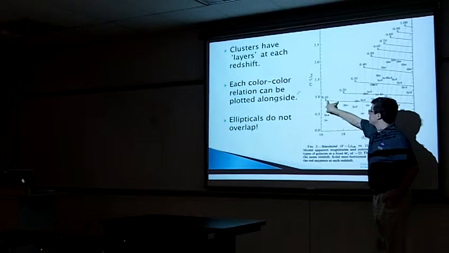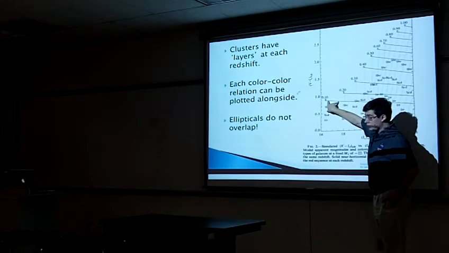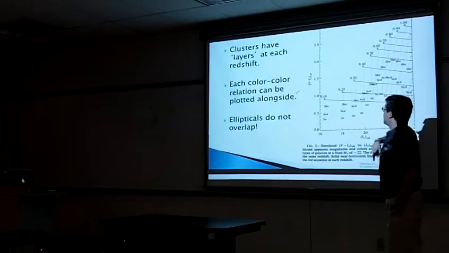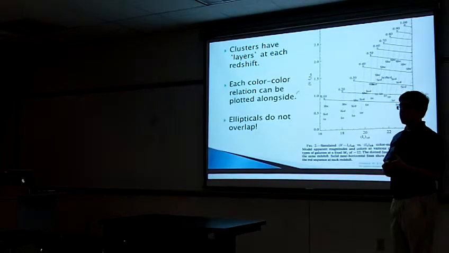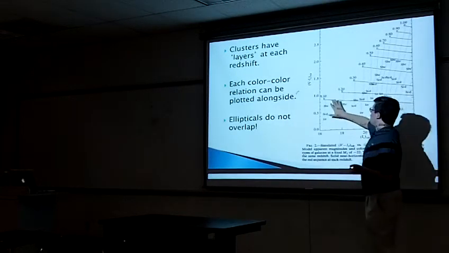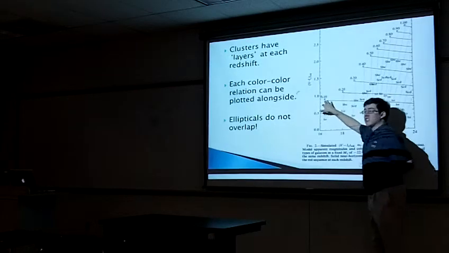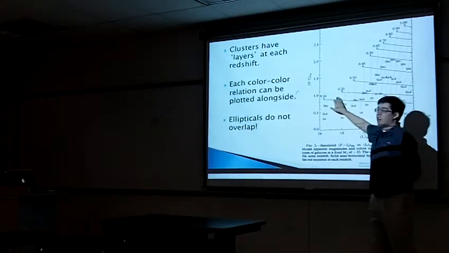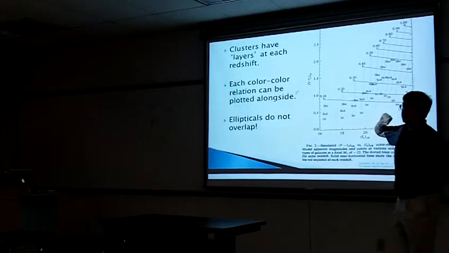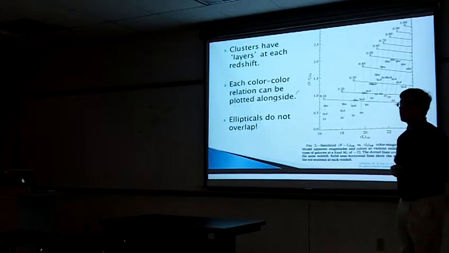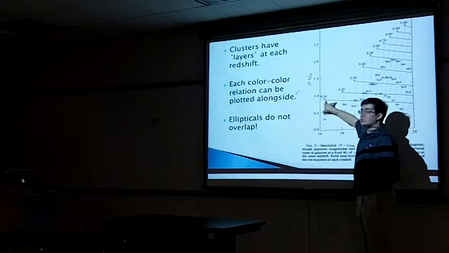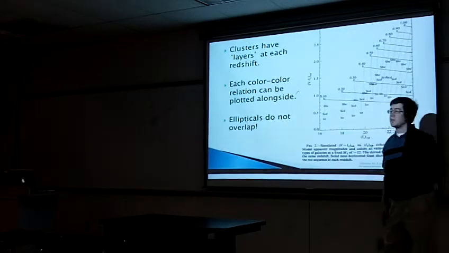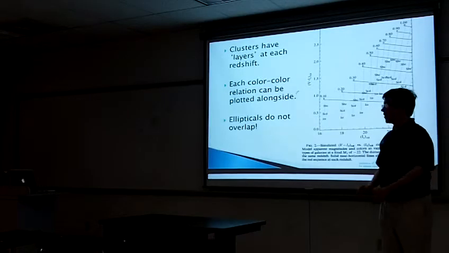So each line is a cluster? Sorry? Each line is a different cluster? Each line is where a cluster's ellipticals would be at different redshift. So at 0.1, all clusters actually show this trend. And that's why it's been sold as a cluster detection technique, because if you have two different clusters, they'll both have ellipticals lining up on something like that. Does that clear it up? Okay.